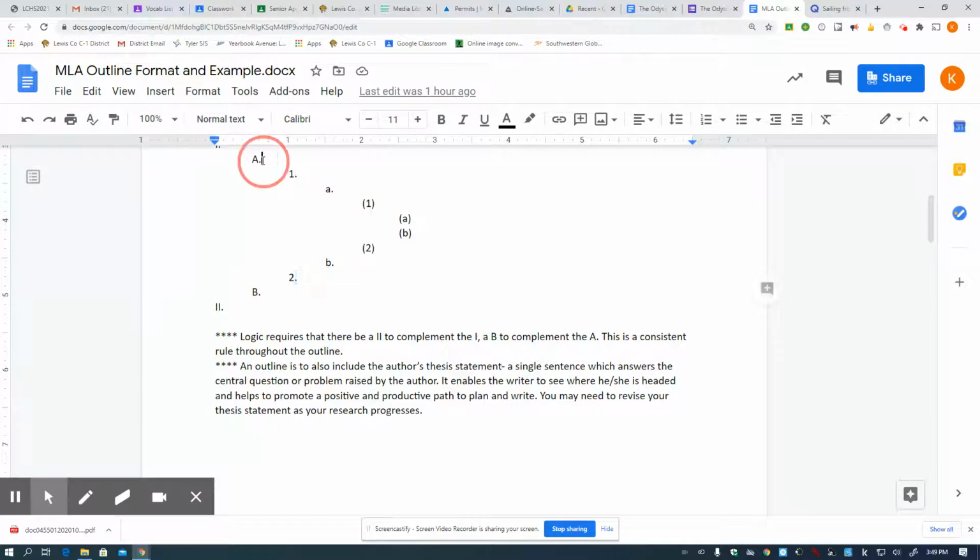But if this A is a broad enough topic to be broken into even further, then you have to break it into at least 2 parts. So you must have a 1, and then you would have to have a 2.